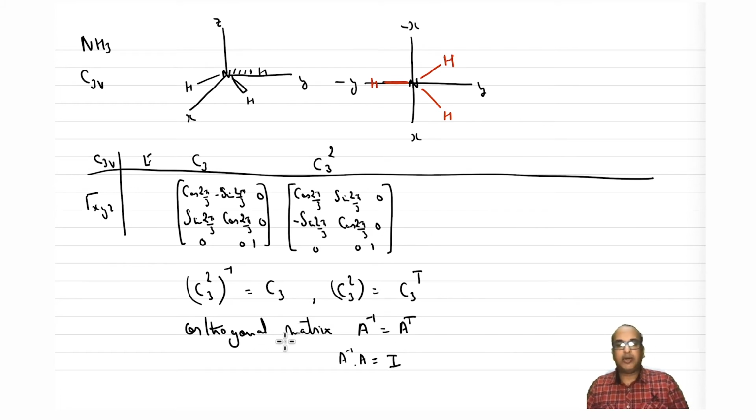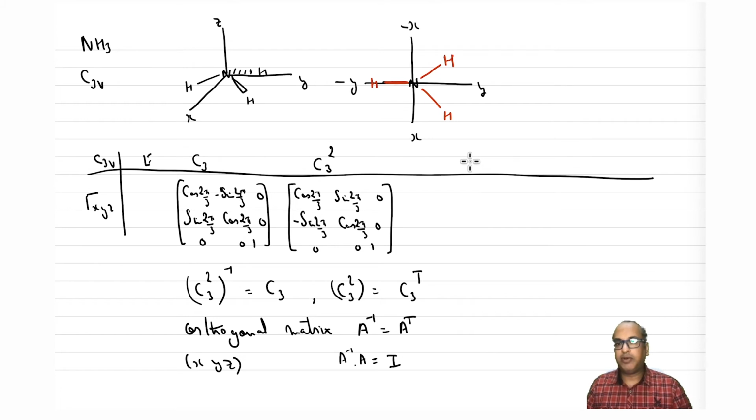So why is it an orthogonal matrix? Because our basis sets are X, Y, Z. So that makes this rotation matrix an orthogonal matrix. So this is true for all orthogonal matrices, that the inverse can be written as the transpose. So we can simply transpose it and get the inverse.